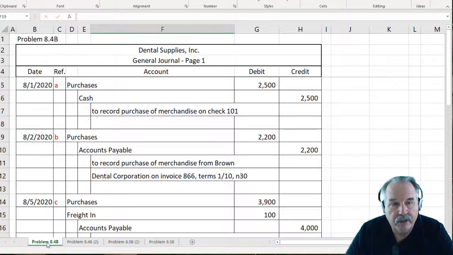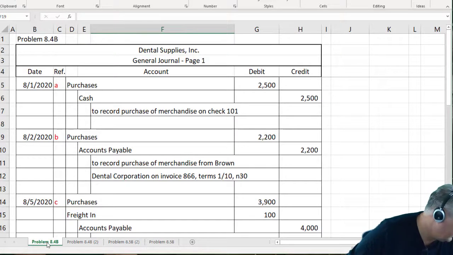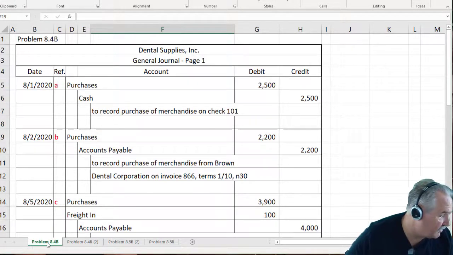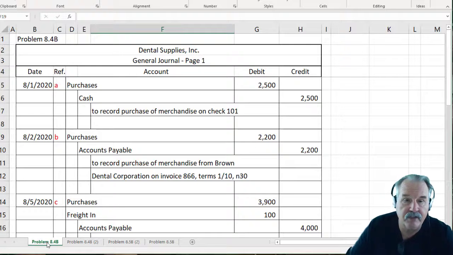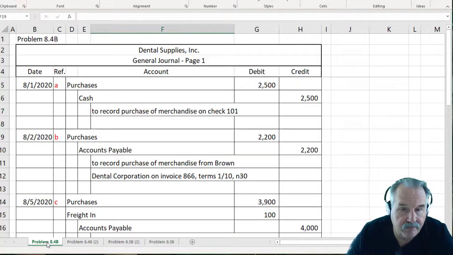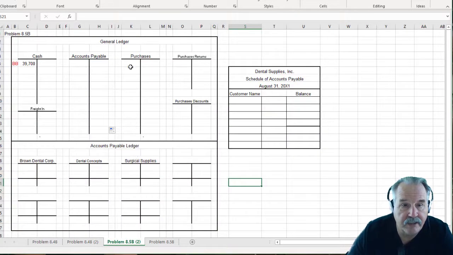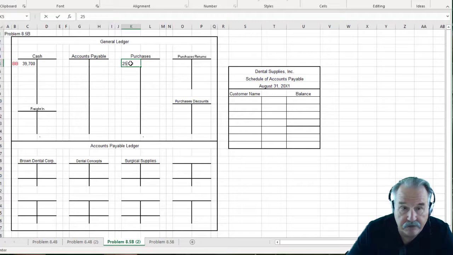Let's get started. The first transaction says, issued check 101 to purchase merchandise for $2,500. There is no accounts payable involved here. We just bought some merchandise. Debit purchases and credit cash, $2,500. This is transaction A, and $2,500 in cash.